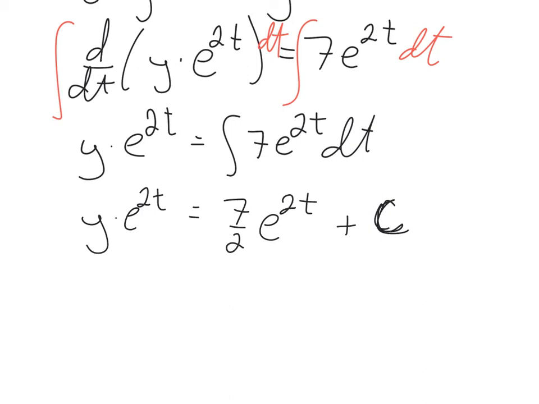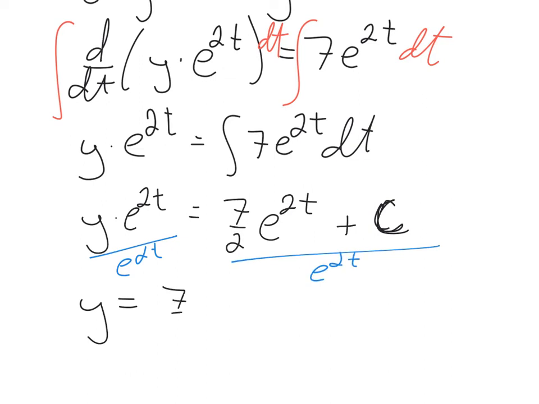Oops, let me try that again. My solution is y is, I'm going to divide both sides by e to the 2t. And so I get 7/2 plus c e to the minus 2t, with a little bit of algebra. And then, of course, if I had my initial condition, I could go find the c.